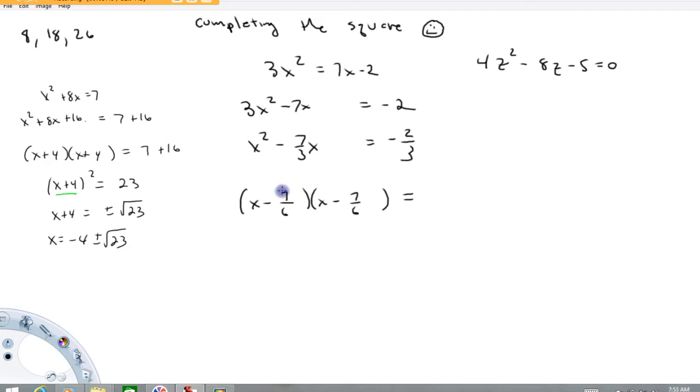Now, you'll notice that if we multiply these out, when you do the outer and inner terms, we get minus 7/6, minus 7/6. That ends up being minus 7/3. We're fine there. The last product here is going to be plus 49/36. Now, we don't have a plus 49/36 here, but we can fix that. Add plus 49/36, as long as you do it to both sides.